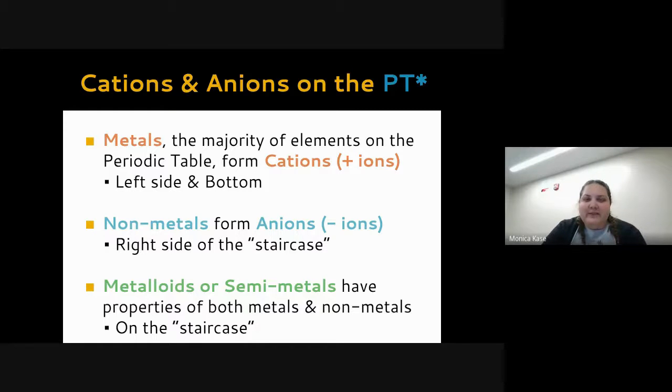Those are on the right side of the staircase. Then we also have metalloids or semimetals. Those have properties of both metals and nonmetals, and those are on the staircase. So again, Ms.